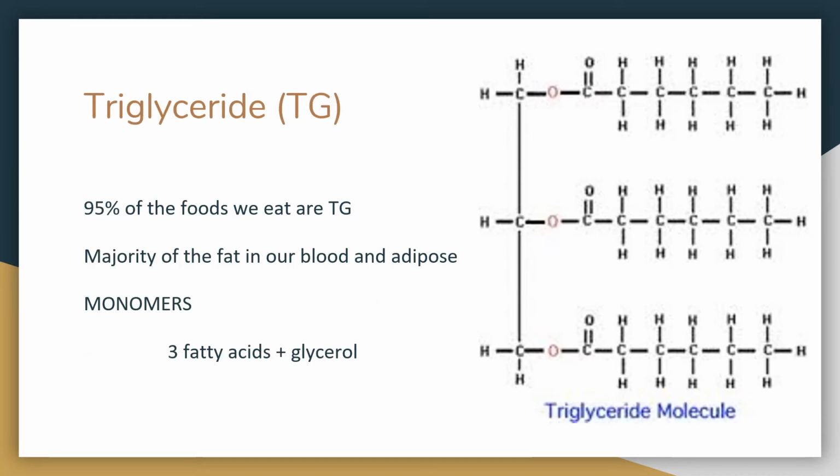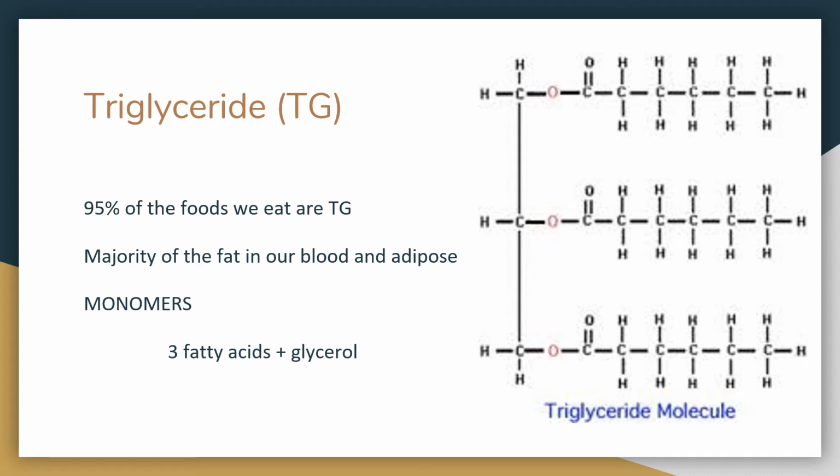So let's look first at the triglyceride. 95% of the foods that we eat are made up of triglycerides, and we'll look at different types of triglycerides. Also know that a majority of the fat that exists within our body is triglyceride. I shouldn't say within our body, but when we measure fat circulating in the blood, we're typically measuring triglycerides. We may also measure some cholesterol molecules, but the majority of the fat that we'll find in the blood would be triglyceride. And definitely when we store fat in adipose, we store it as triglyceride.